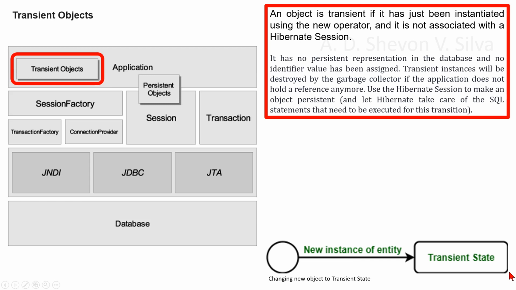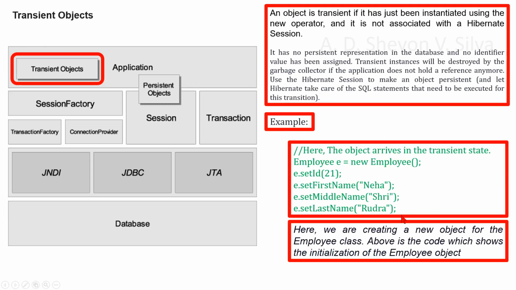There are two layouts in which transient state will occur as follows. One, when objects are generated by an application but are not connected to any session. Two, the objects are generated by a closed session. As an example, you can see this code segment. Here we are creating a new object for the employee class.